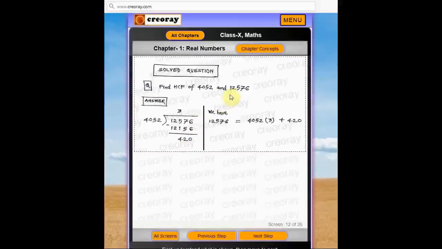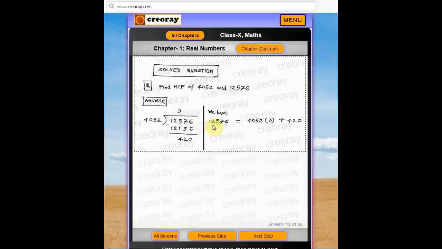Okay, so take the two numbers and start division. So 12576 is here, the larger number. 4052, that's the divisor. Let's divide. We get 3. 12156 leaves the remainder of 420. Now this is the first step.